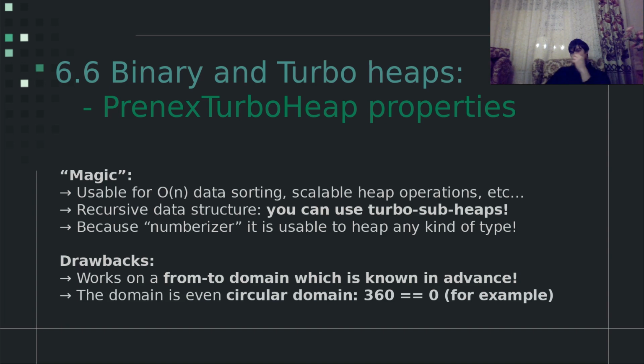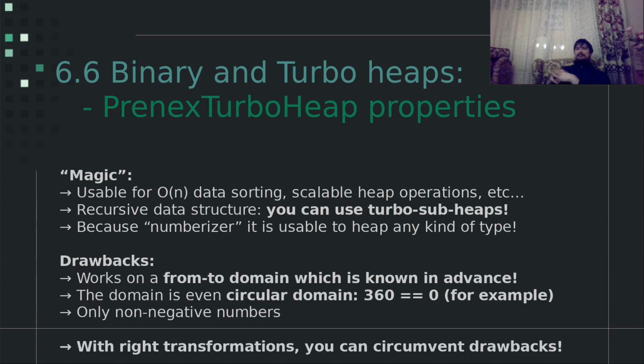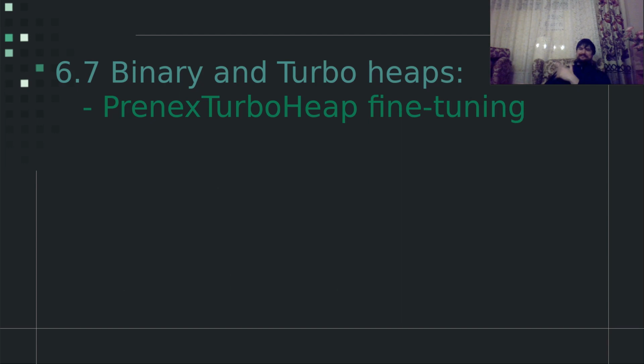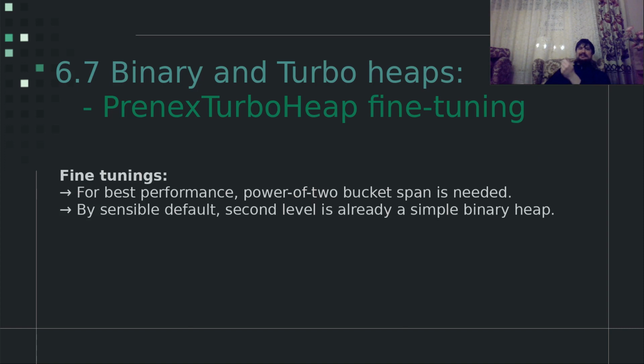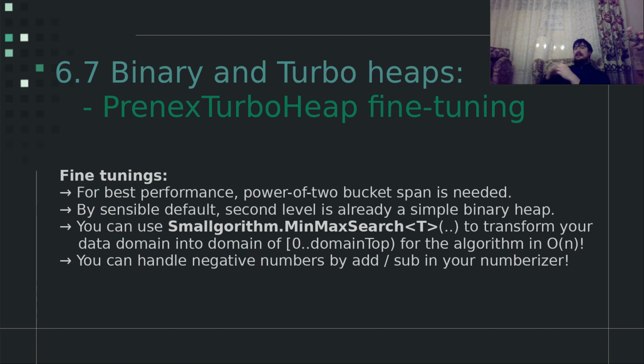And of course, the regular heap can do it. Also this domain is circular and there are only non-negative numbers. So that's a little bit of a hindrance, but you can usually transform your data so you can circumvent these drawbacks. So, fine-tunings: power of two buckets, which I mentioned, there are sensible defaults, but you can exchange the heap. I already mentioned that you can reuse the min-max search to transform your domain into 0 to something. And also negative numbers are very easy to handle.